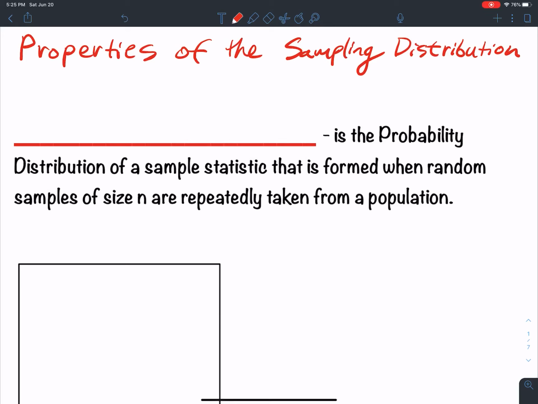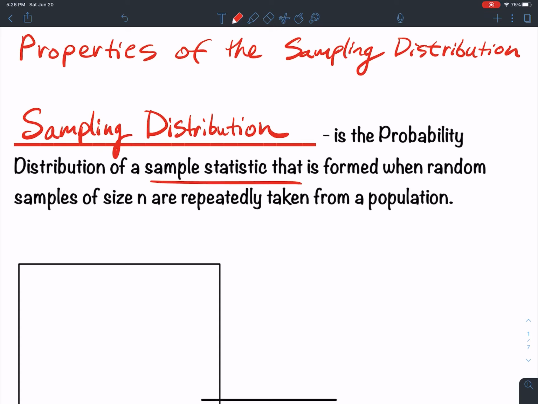So we're going to talk about properties of sampling distribution. So let's first talk about what in the world a sampling distribution is. A sampling distribution is the probability distribution of a sample statistic that is formed when random samples of size n are repeatedly taken from the population.